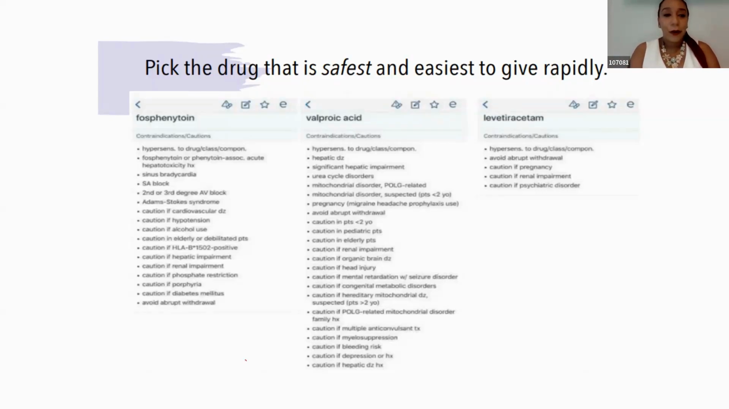I know Inath has been trying to get as much Keppra into the country as possible. There have been some difficulties there, but this is not the platform to talk about that. If we can get our hands on Keppra, great. Fosphenytoin works very well, as does valproic acid. They're all really great medications.